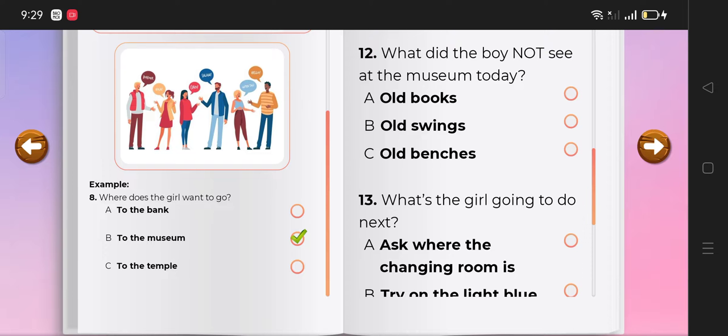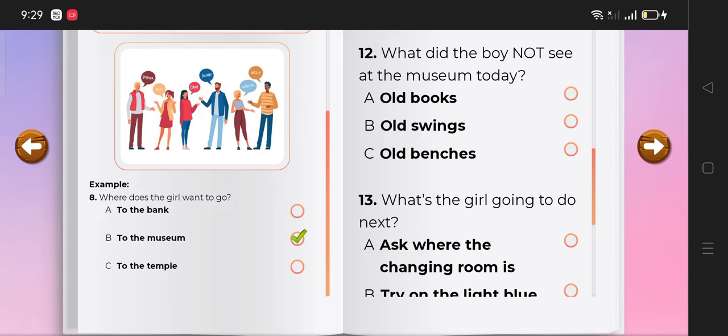Number 13. Listen to the conversation between the girl and the shop assistant. Listen for the answer to this question. What's the girl going to do next?